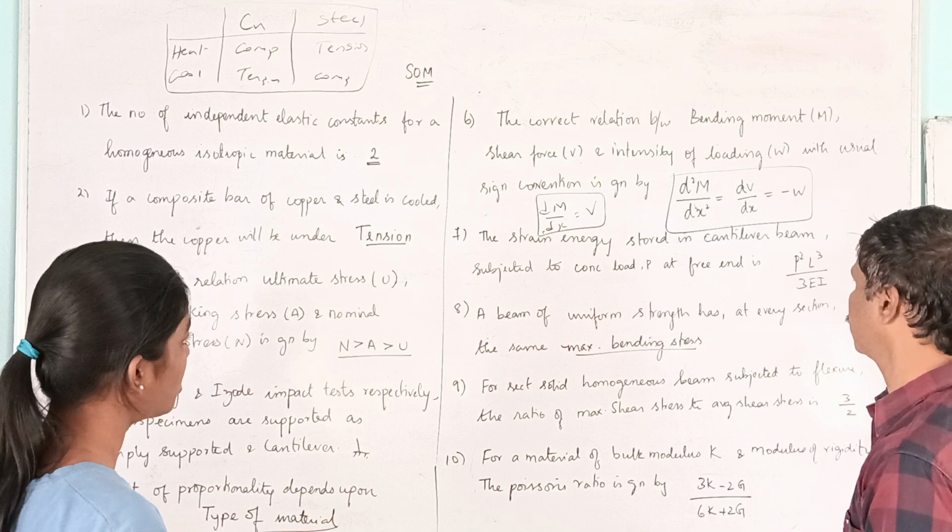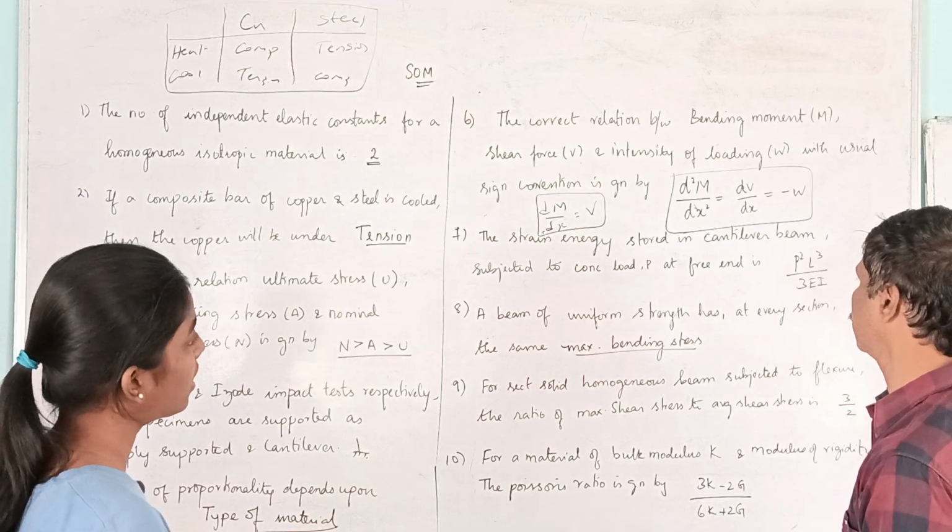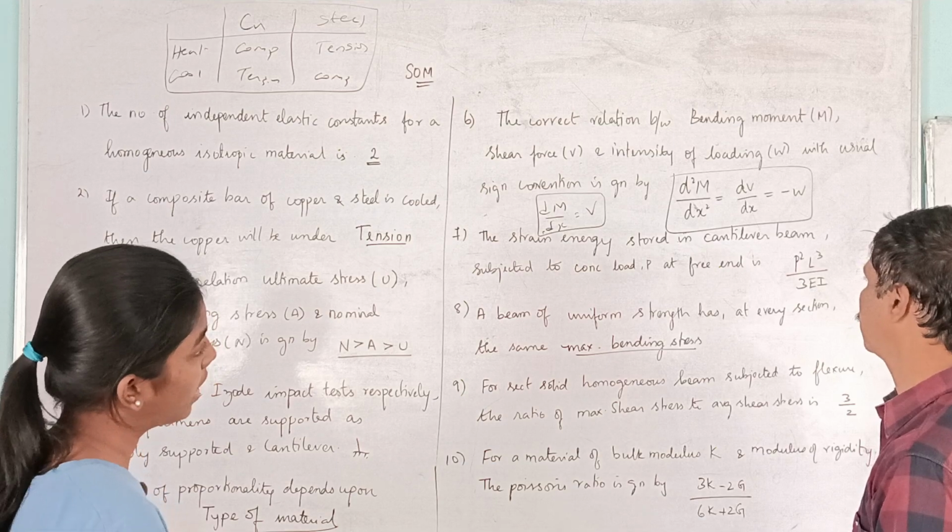The strain energy stored in a cantilever beam subjected to a concentrated load P at the free end is P squared L cubed divided by 3 EI.